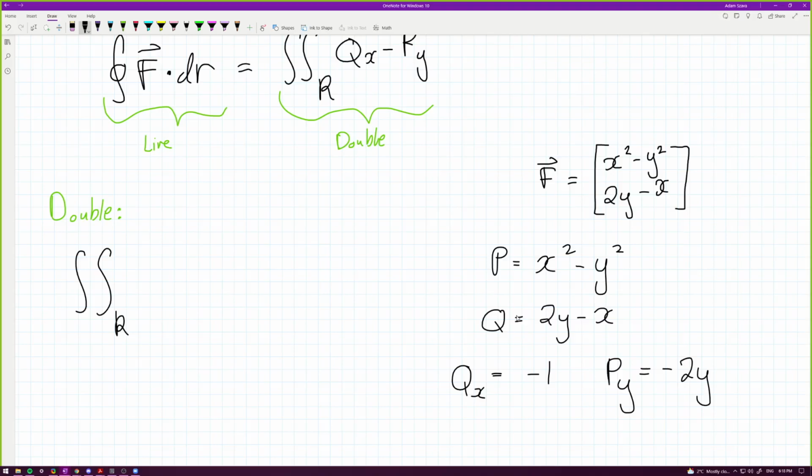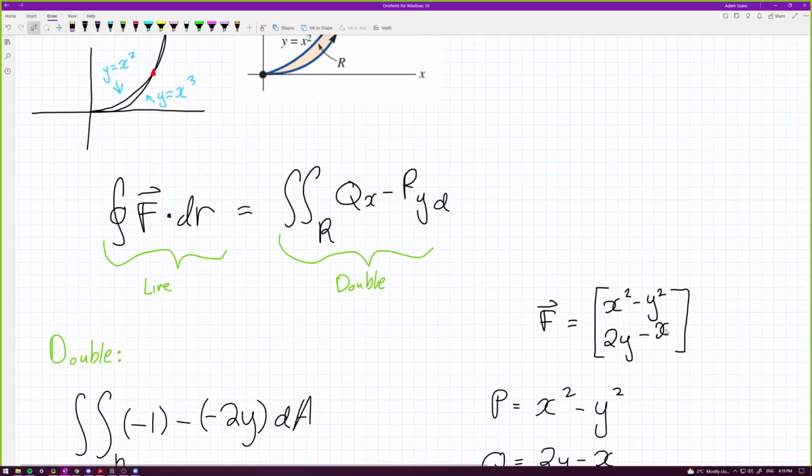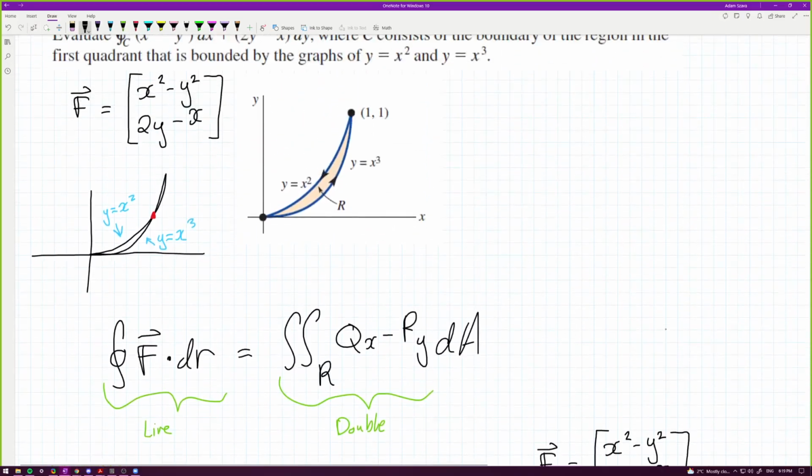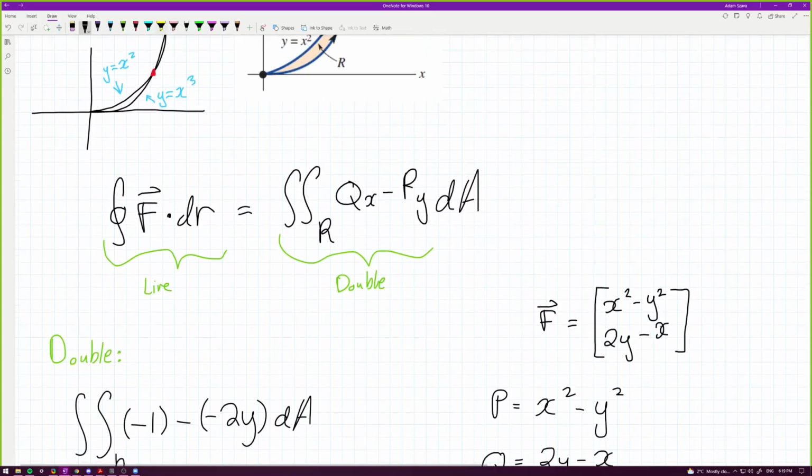So from here, I'm just going to do the double integral of Qx, -1, minus Py, -2y, and then dA. Sorry, I left dA off here. And so this right here, this is Green's theorem.